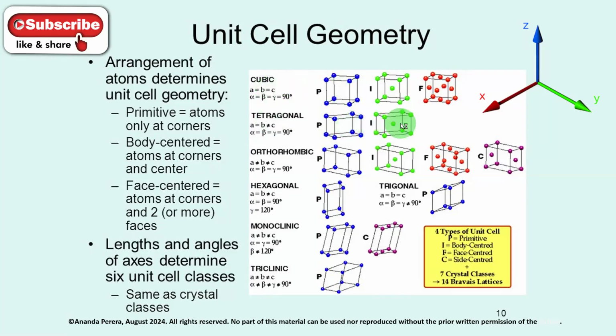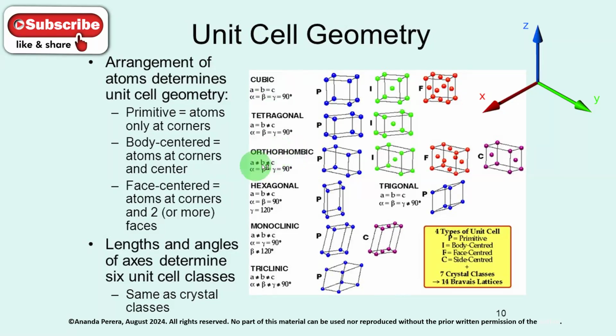Tetragonal means this. A and B are equal, but C is not equal to A or B. Alpha, beta, gamma, all the angles in between these lines are 90 degrees. Then you can see the difference between cubic and tetragonal. Tetragonal is a little bit longer cubic shape. So cubic, tetragonal. Now look at the orthorhombic.